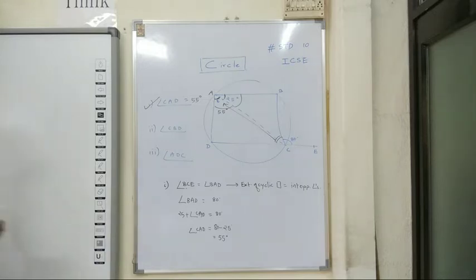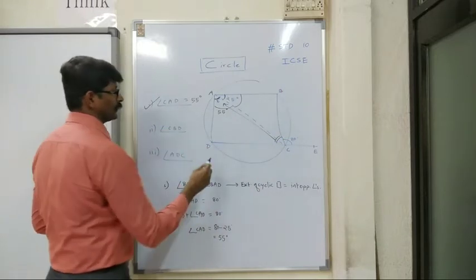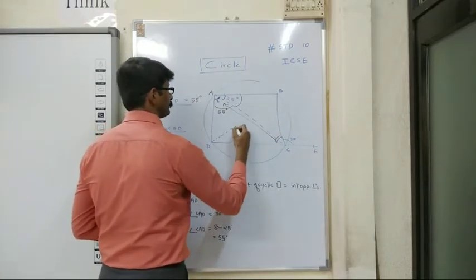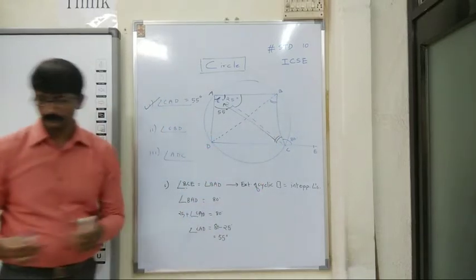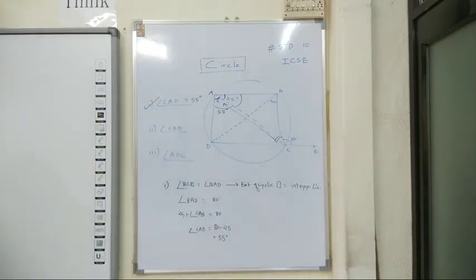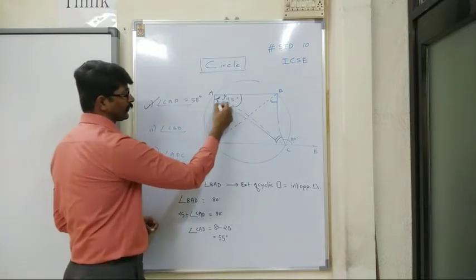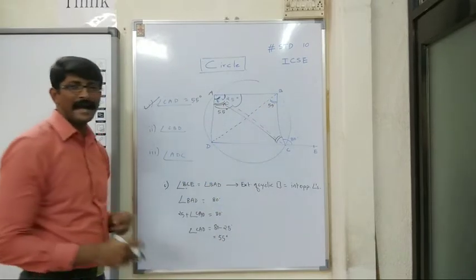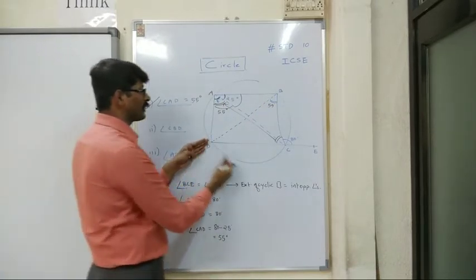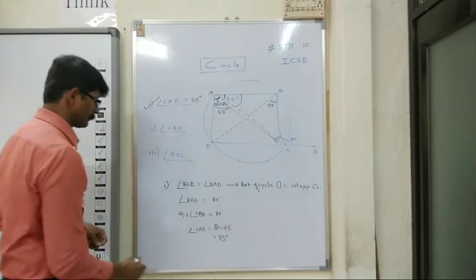Okay students, how will you find angle CBD? Angle CBD. So again we will just join this. Over here angle CBD is forming. If this is 55 degrees, even this is going to be 55 degrees. Why? Angles subtended by the same arc at the circumference are always equal.